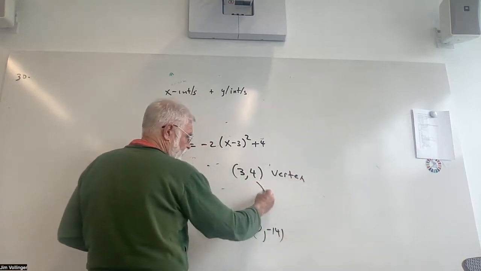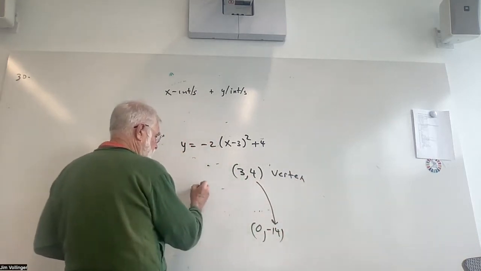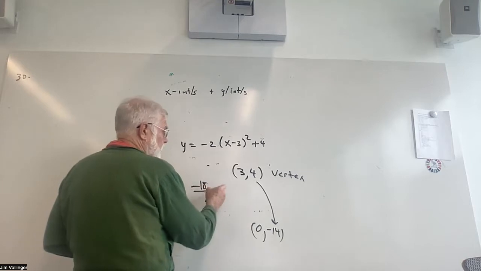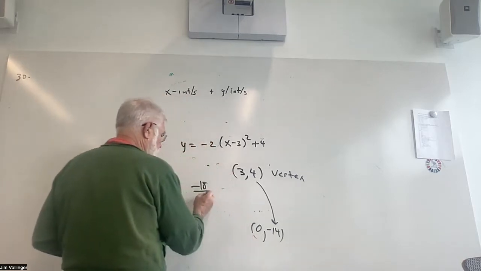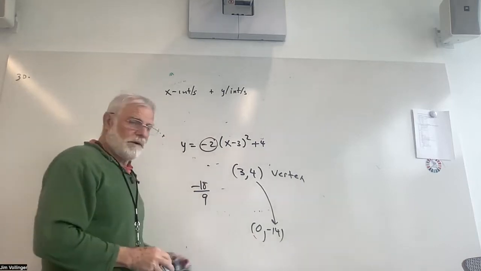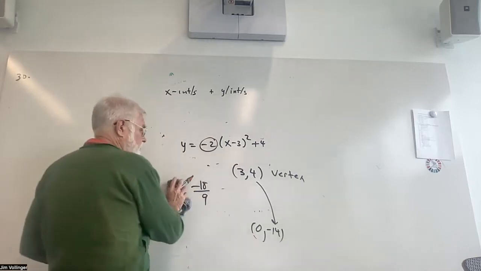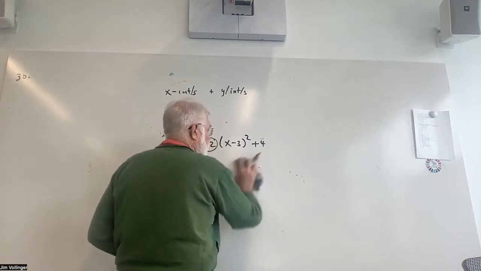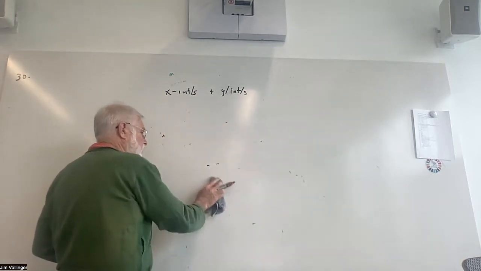All right, how do you get from 4 to negative 14? You go down 18. 3 to 0 squared is 9. Well, you can see where the negative 2 is coming from now. Very helpful, the y-intercept. So let's see, another one. That was a quadratic.